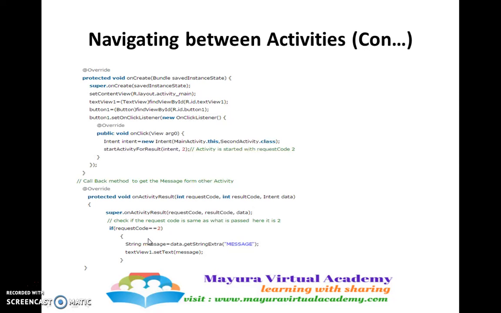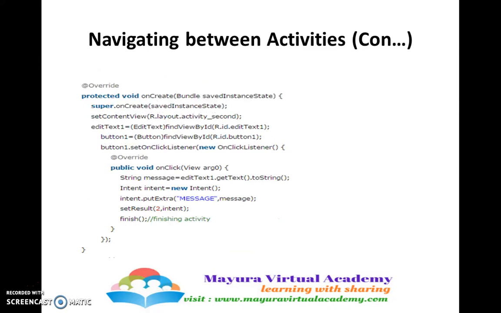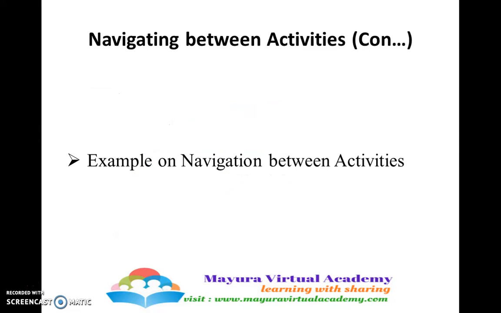So in this session we have learned how to send data in the forward direction, that is from activity A to activity B, and in the other scenario also how to get back the data from activity B to activity A. Now let us execute this through a simple program.